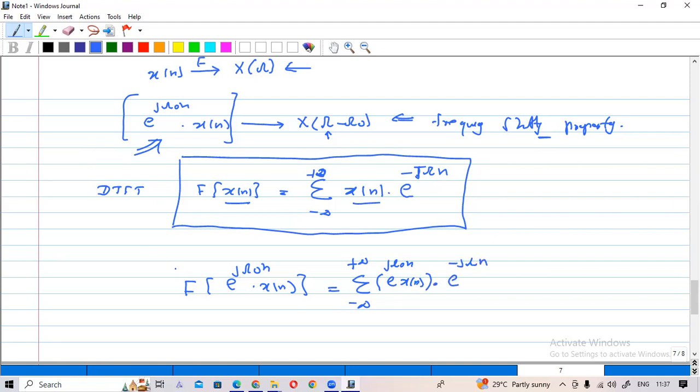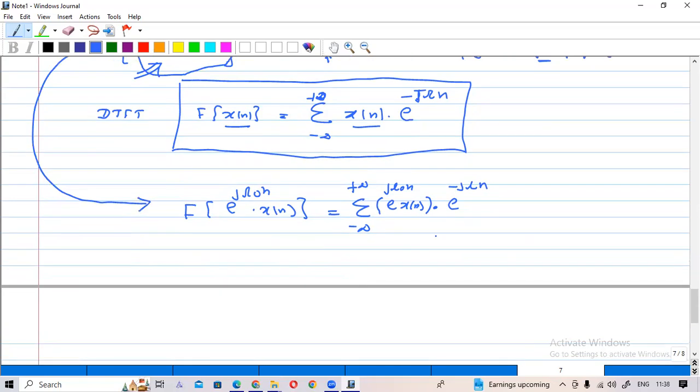So this is the definition, the expression for this term, the discrete time Fourier transform for this term. This one, okay? Is this okay? It's okay, no? I haven't done any mistake, okay?